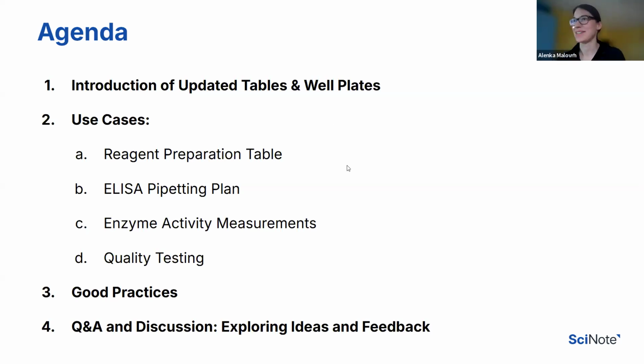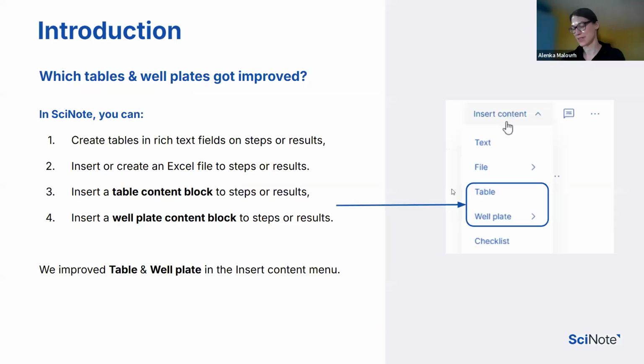Okay, so today I want to start with a bit of introduction. I would like to spend a few minutes first explaining which SideNote tables and wall plates got improved. In SideNote, you can create tables inside rich text fields on steps and results, and you can imagine those tables as they are in Word files, for example, that have formatting capabilities but are not really intended for doing calculations. You can also insert or create an Excel file directly in SideNote.